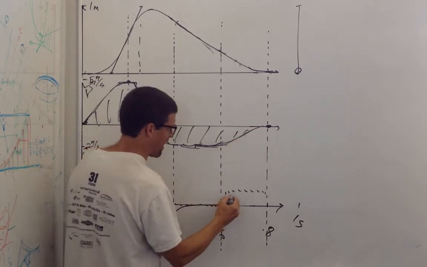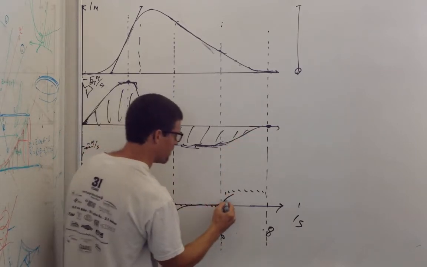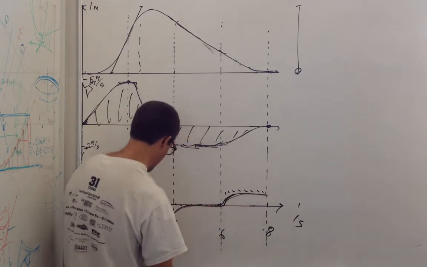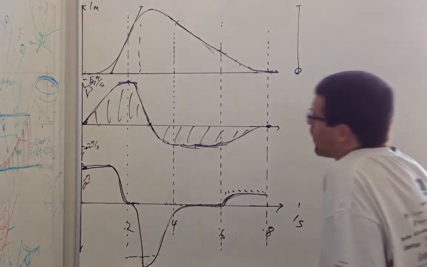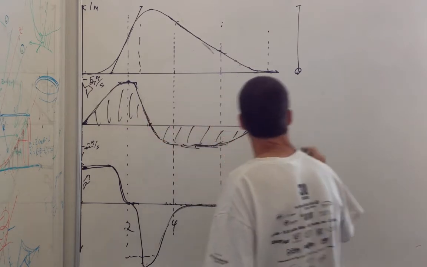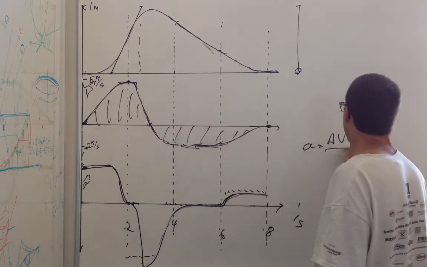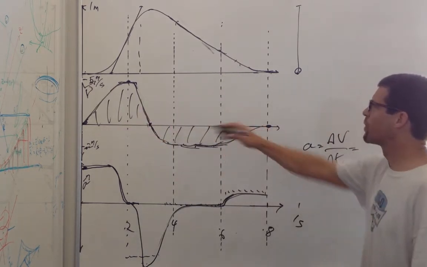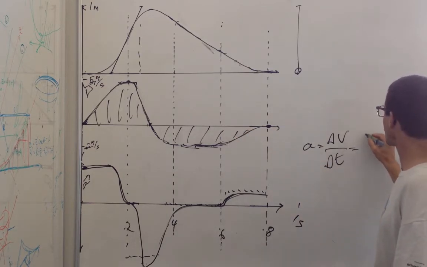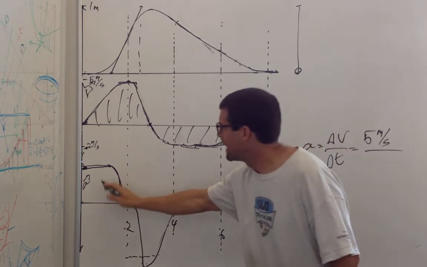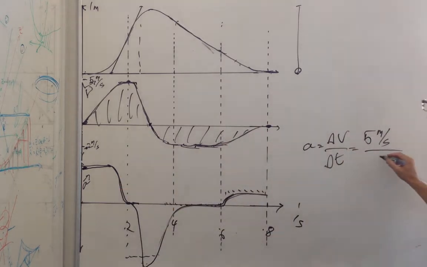And here it's kind of positive, but not near as positive as here. So this is what I would see. And what would those slopes be? So acceleration is equal to change in velocity over change in time. And I go from 0 to 5 meters per second. That change is 5 meters per second. And the period of time is slightly less than 0.2 seconds. So maybe it's 0.15 seconds. And so this would be on the order of 30 meters per second squared.